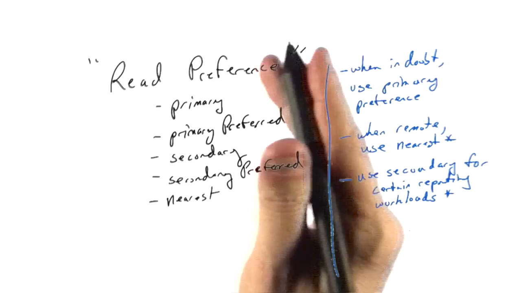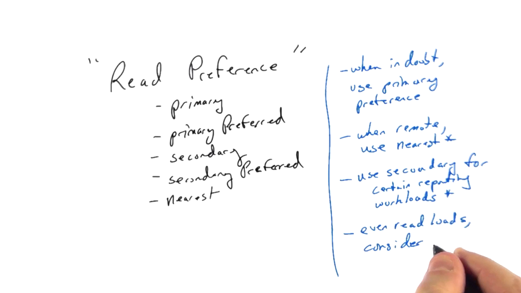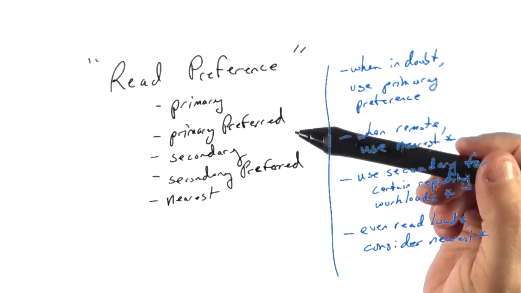If we want to keep expensive, data warehouse style ad hoc queries that take a long time to run off the primary to keep it fast for our core workload, secondary would be good for that. And nearest could also be good just for even read load. Consider nearest. And what do I mean by that? What I mean is consider just sending all nodes load for queries, right?